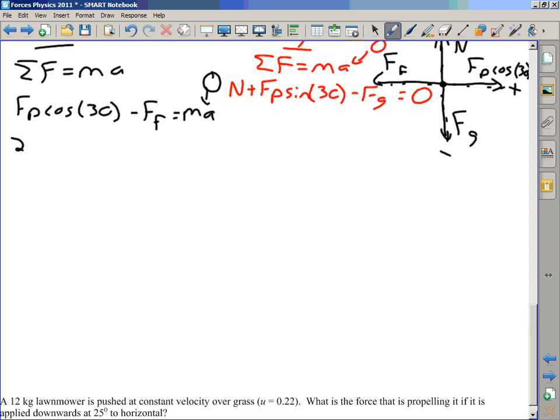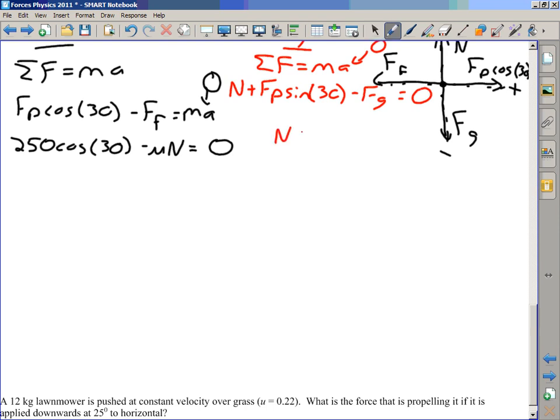I got 250 cosine 30 minus force of friction, which breaks into what? Mu times normal. Mu N equals goose egg. I got a problem. What is it? Don't have my normal. Where can I get it from? Y-axis. So let's jump over here.